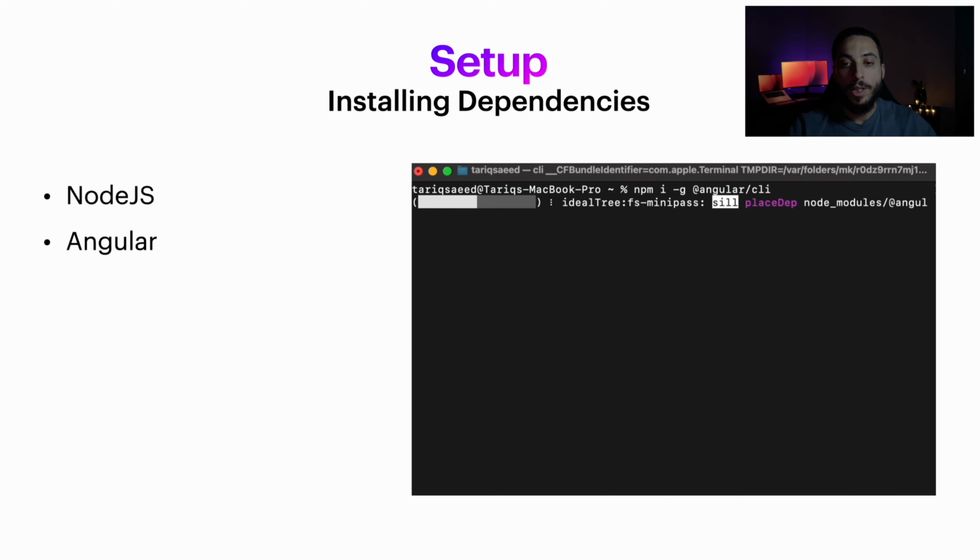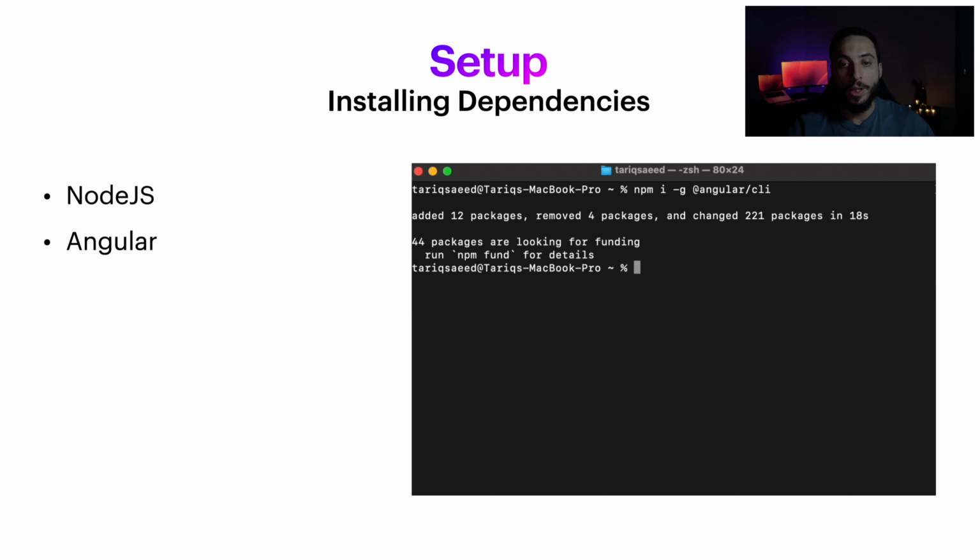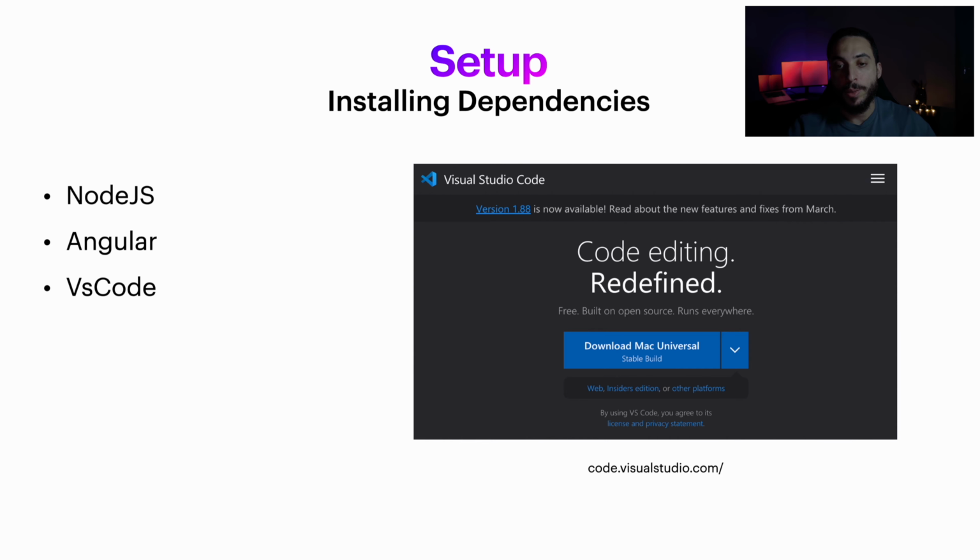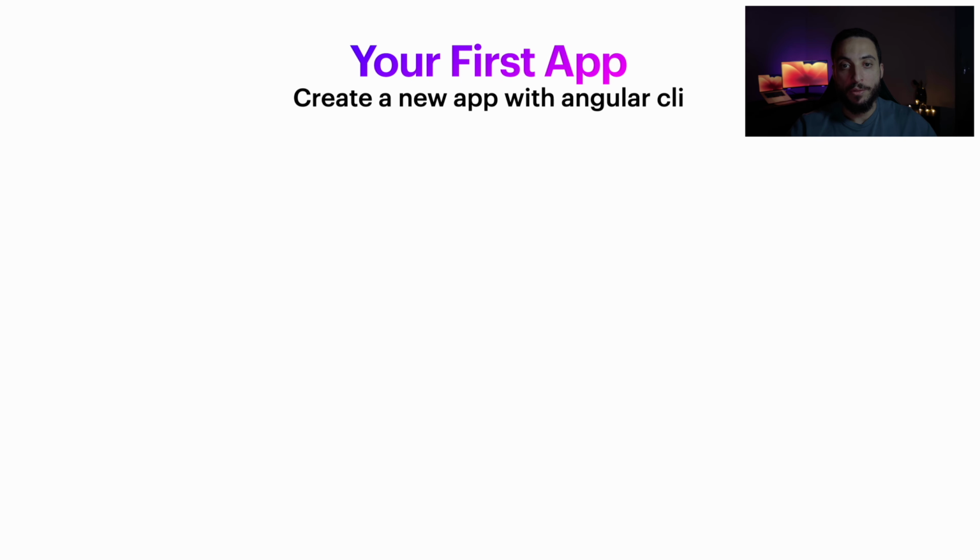Alright, now we need a code editor. You can use whatever code editor you like, but if you like to use VS Code, it is easily downloadable from the website. The download button will automatically detect your operating system and will download the correct file for you. Let's now create our first Angular application.